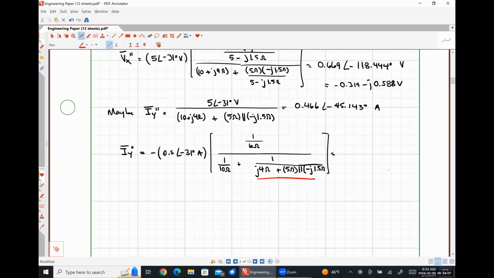So throwing this into my calculator, I'm going to have negative 0.5 angle negative 31, 1 over 10, 1 over 10, plus 1 over 4i plus the parallel combination, and I got 0.124 with an angle of negative 144.085.